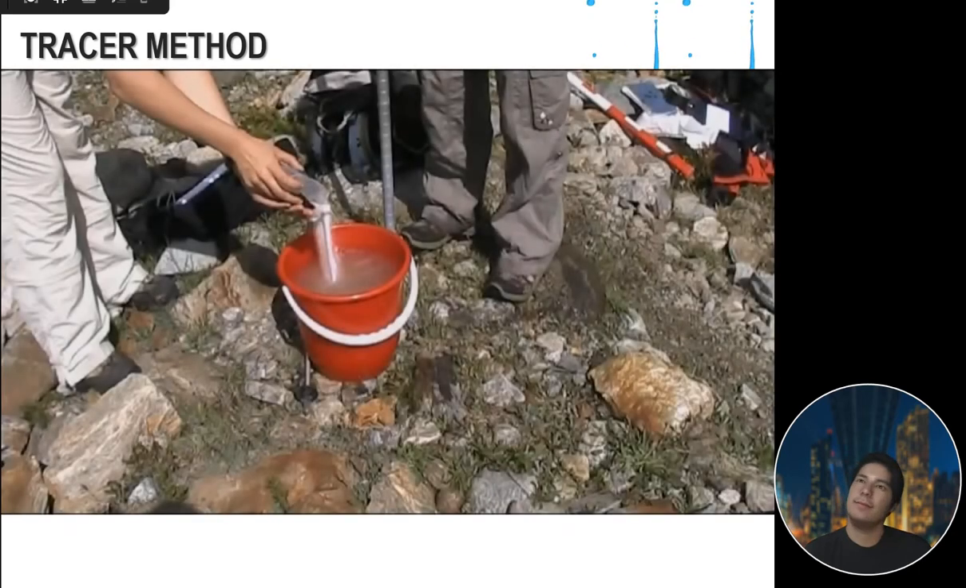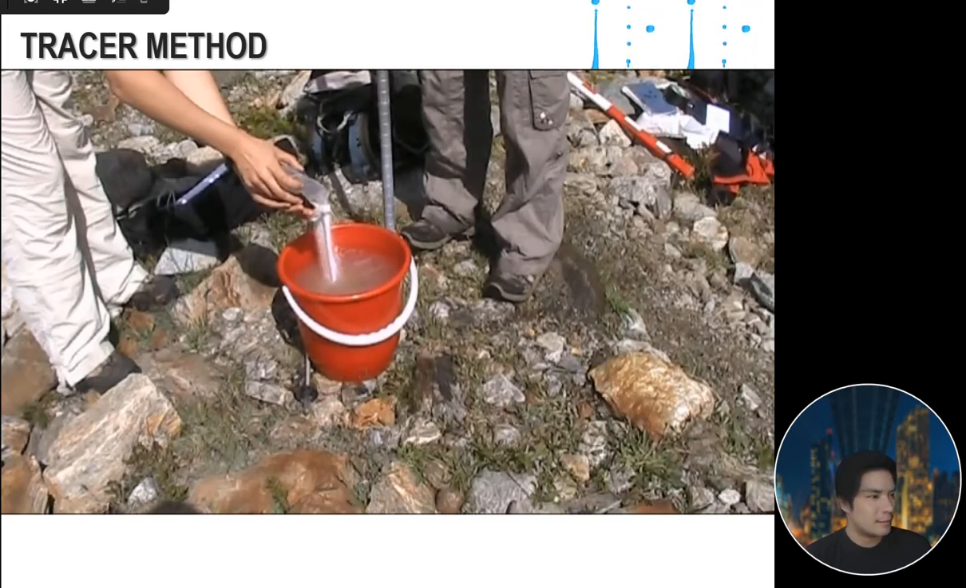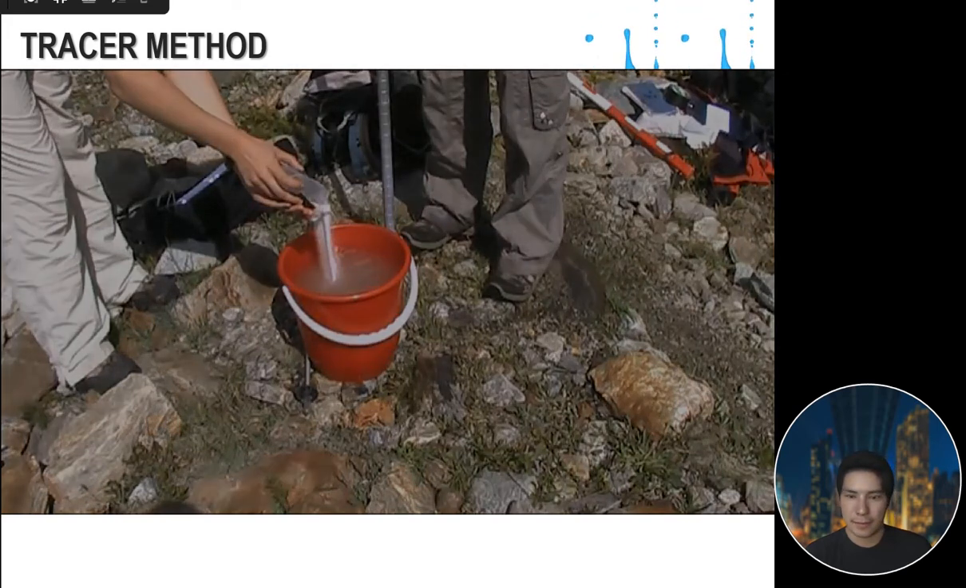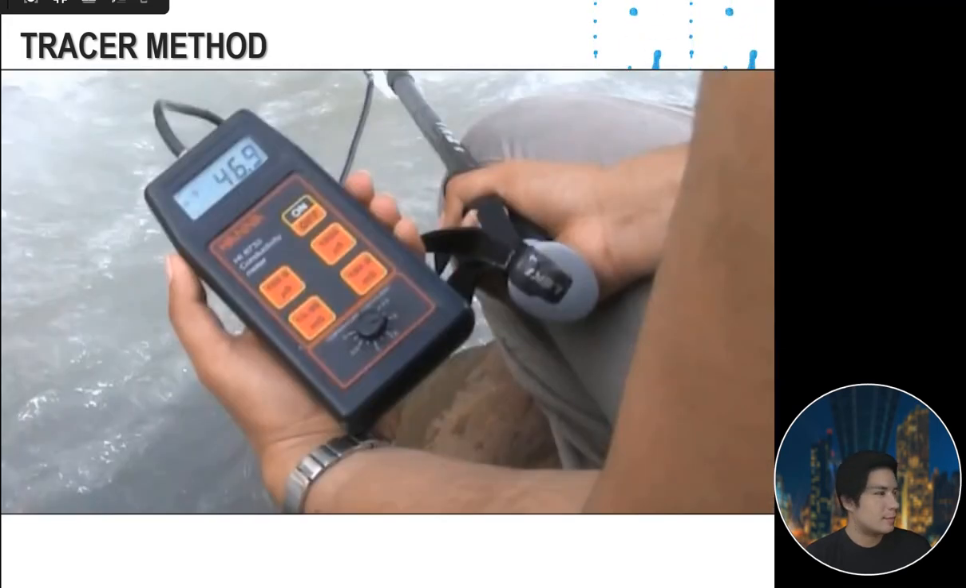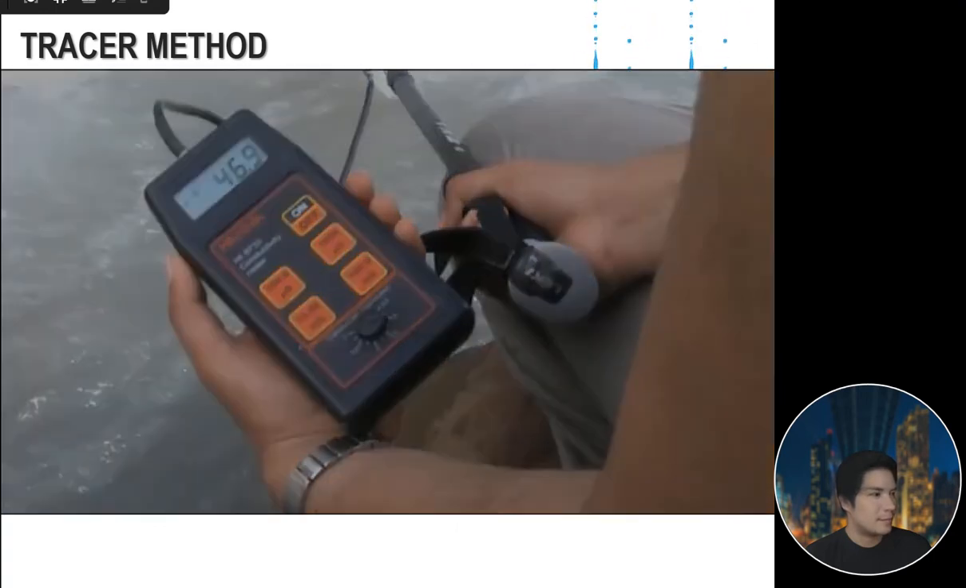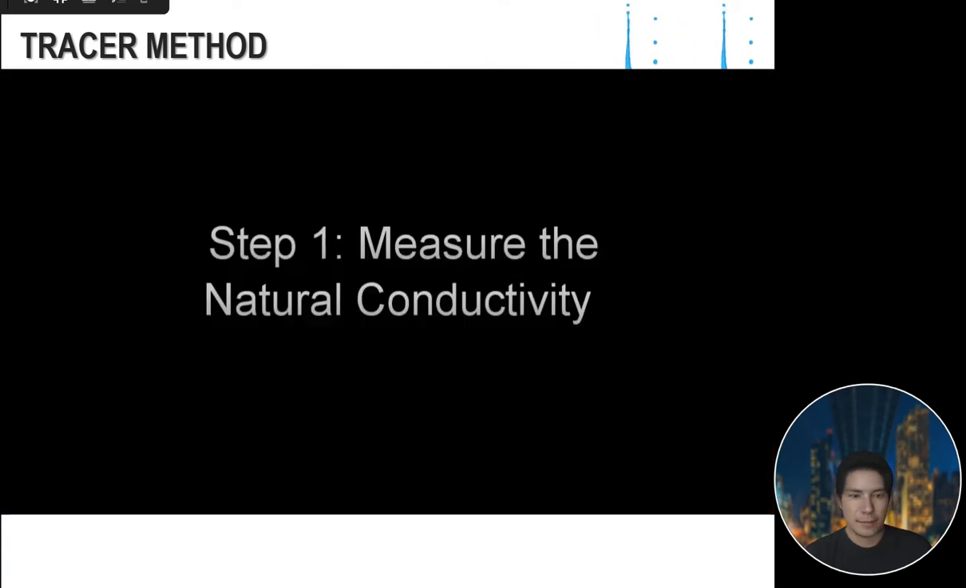You will need four main pieces of equipment to carry out salt dilution gauging. Firstly, you will need sodium chloride in the form of table salt. You will need a bucket and something to stir the water in the bucket. And finally, you will require an electrical conductivity meter, which can be borrowed from your department.